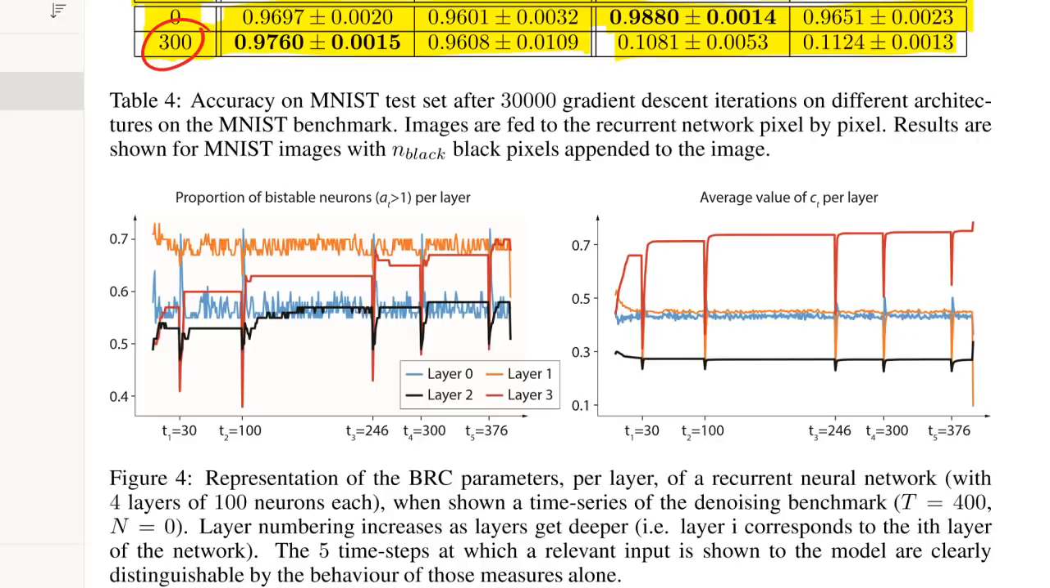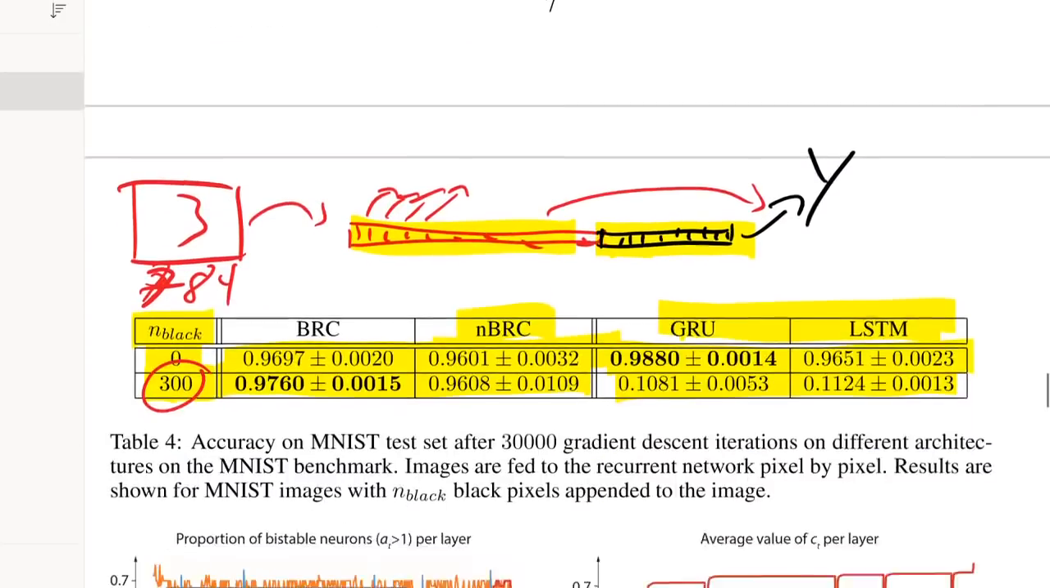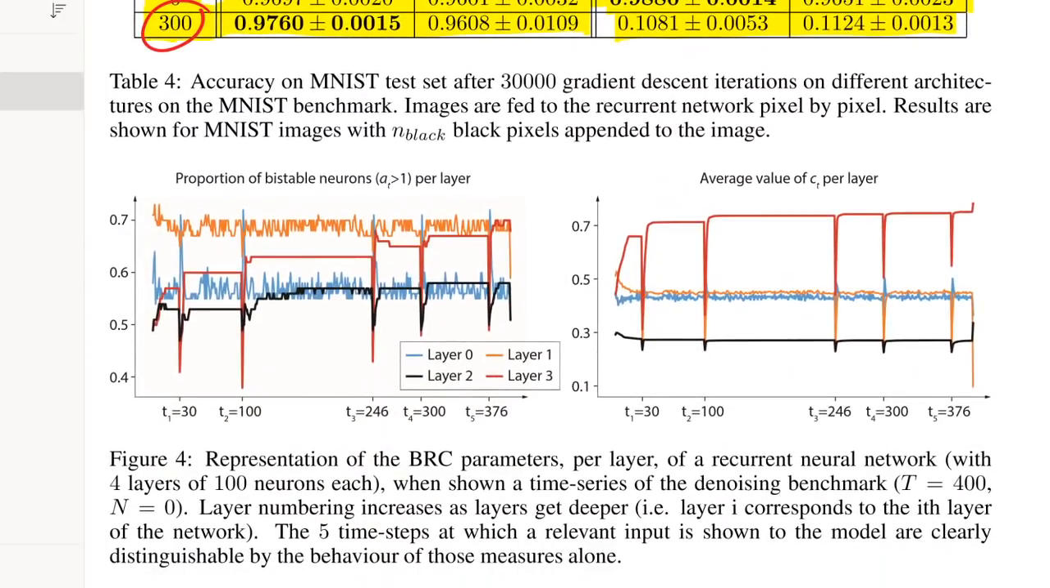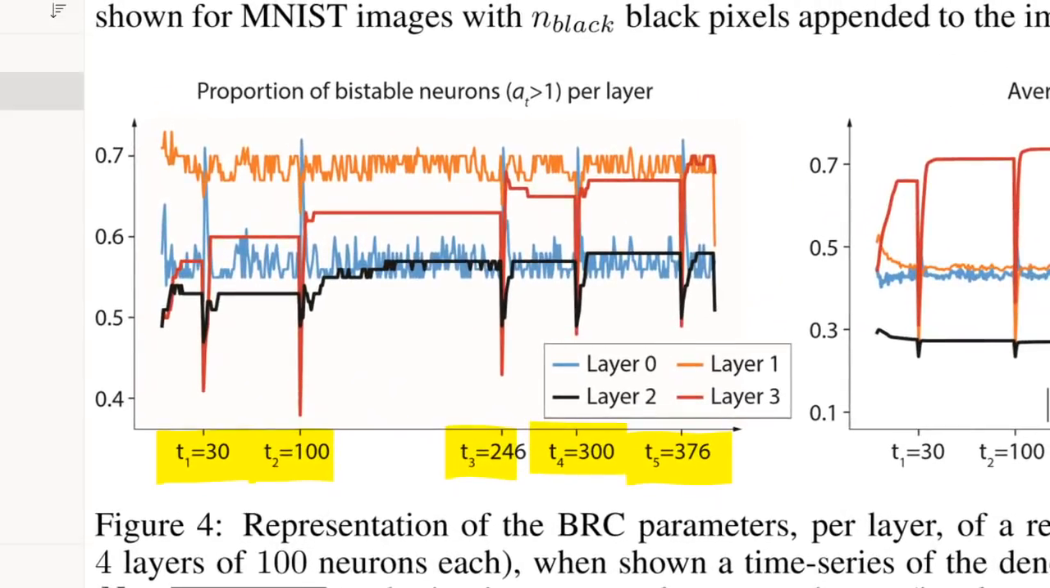And they do this on this denoising benchmark, the task we've looked at before, where you need to remember 5 randomly selected numbers that are indicated by the second dimension. Here they show a sequence where the 5 numbers occur at 30, 100, 246, 300, and 376. So these are the 5 positions where the sequence indicates that the network should remember the thing in the first dimension and then output. They analyze 2 things.